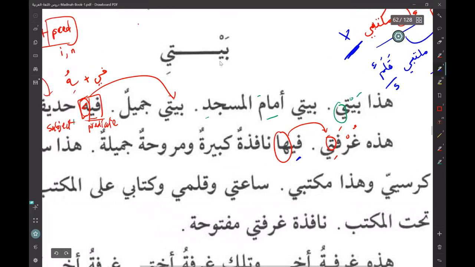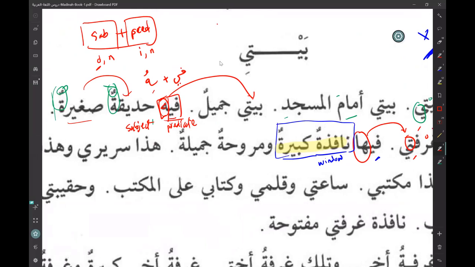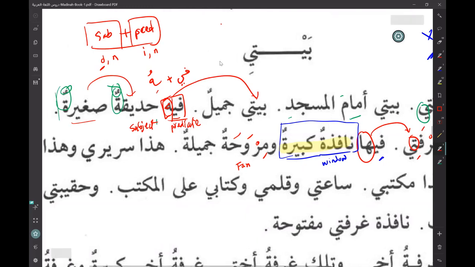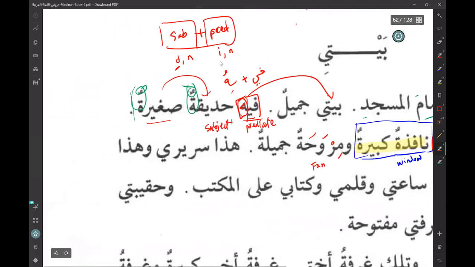Okay, so it says fiha. So now it's talking about the room. In it, nafidatun kabira, right? What is nafida? Nafida is your window, right? And as you can see, you guys have to be very comfortable with catching your adjectives, right? And he says mirwahatun. What is mirwaha? It's a fan. Good, nice. Jamila, a beautiful fan. Now, these are clear, not that difficult.